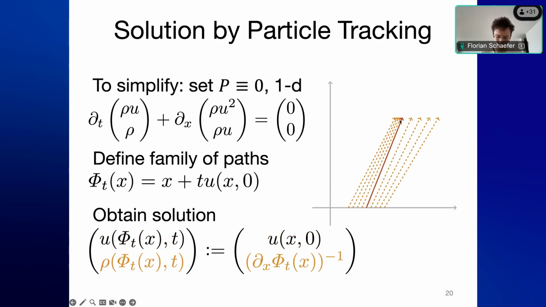Likewise, to determine what the density is at a point, we basically have to understand whether nearby trajectories are rather converging or dispersing around that point. And that is encoded by the spatial derivative of this map phi.